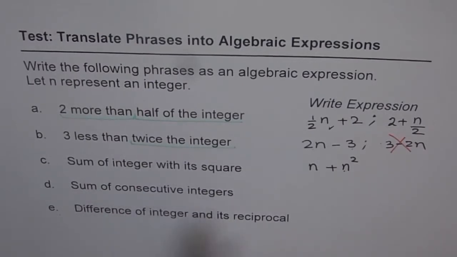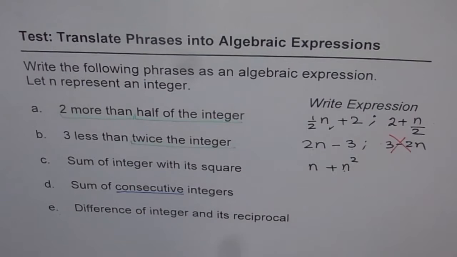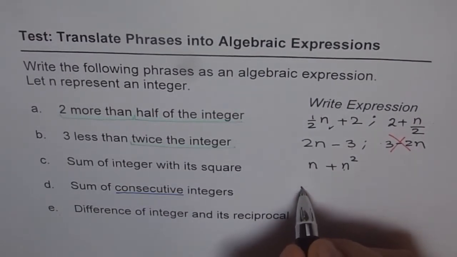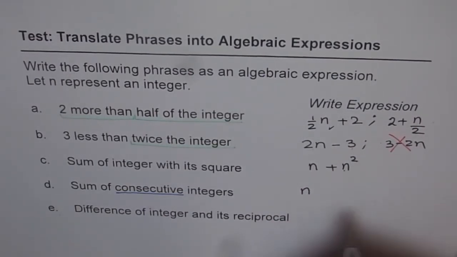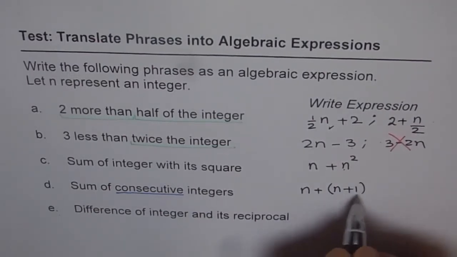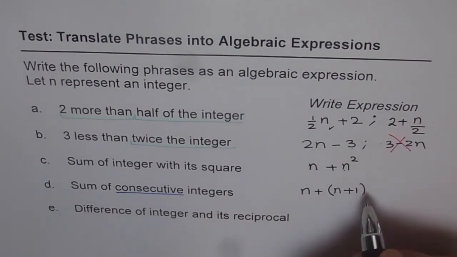Sum of consecutive integers. Now consecutive means what? Let me highlight this word consecutive. Consecutive means coming together, right? Next to one another. So the next number, sum of consecutive. That means if n is your integer, the next one is n plus 1. So you're going to add n with the next number, which is n plus 1. I'm purposely writing this in brackets so that you understand that's the consecutive next number. Sum of consecutive integers will be that.